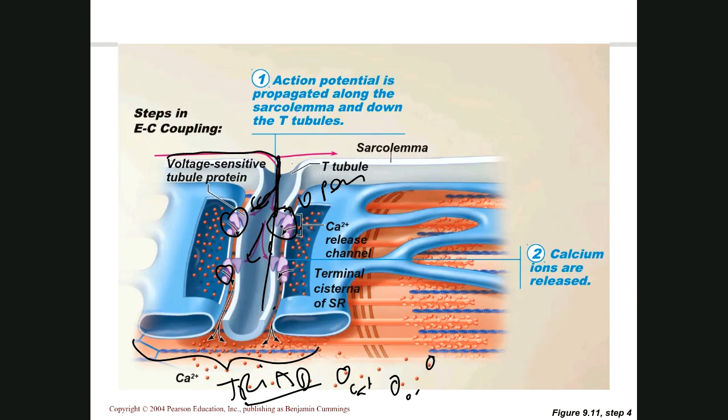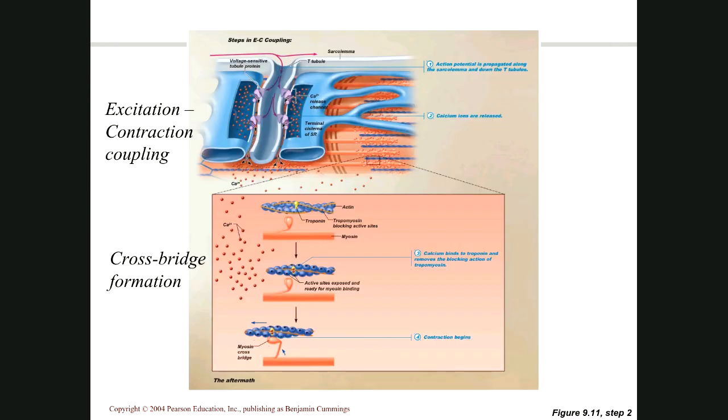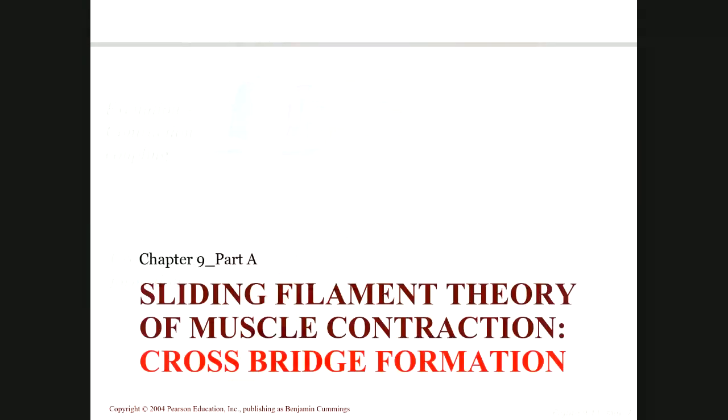So the excitation contraction coupling is going to couple the nervous impulse to the release of calcium into the cytoplasm of the skeletal muscle cell. And that's what's called excitation contraction coupling. Okay. So now calcium has flooded the inside of the cell. It has been released from the sarcoplasmic reticulum. And now the last step of this sliding filament theory of muscle contraction is the cross-bridge formation.